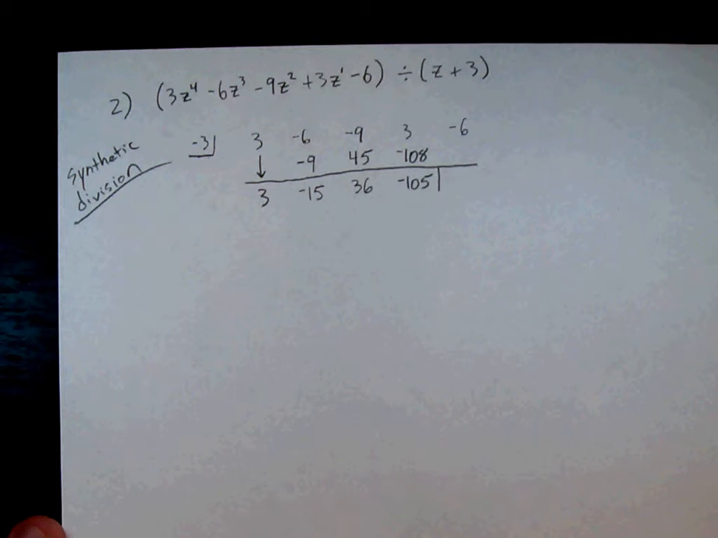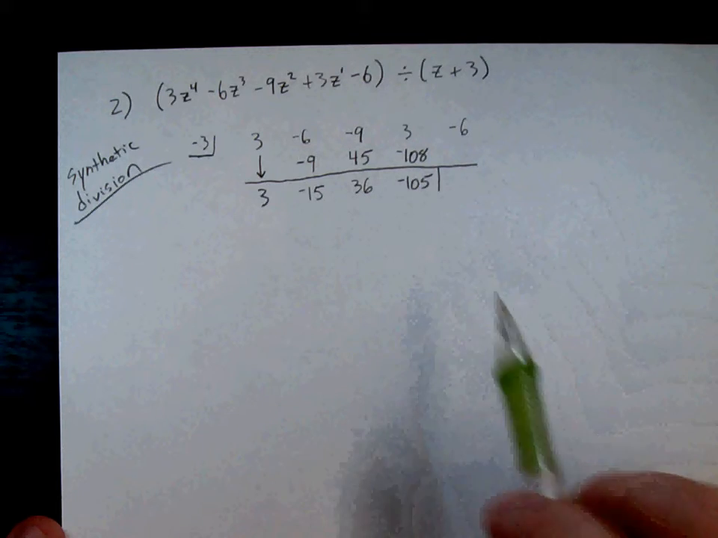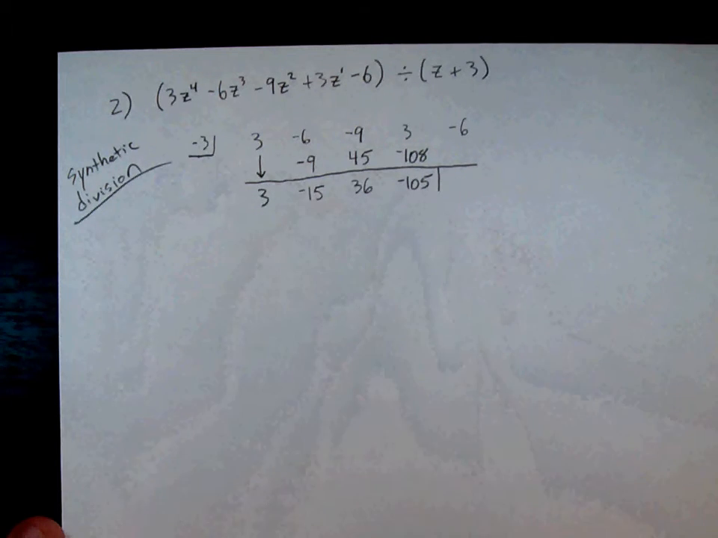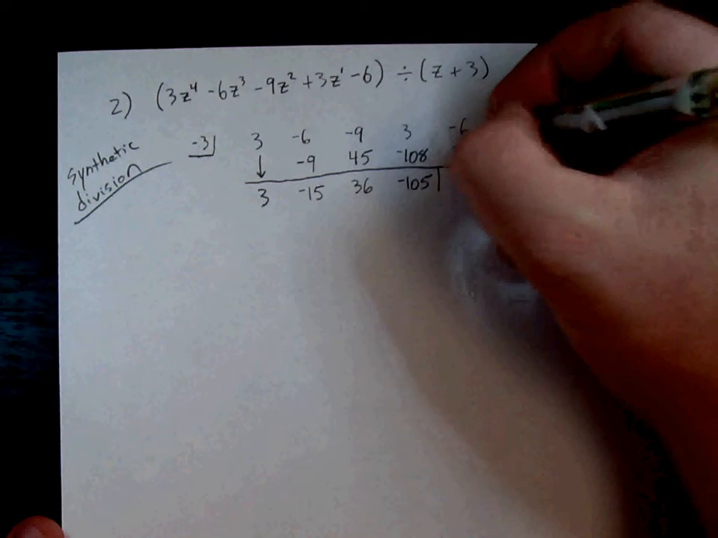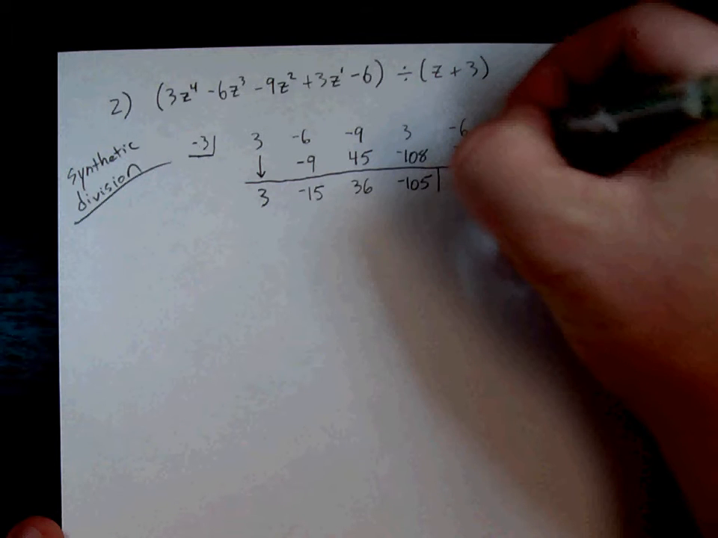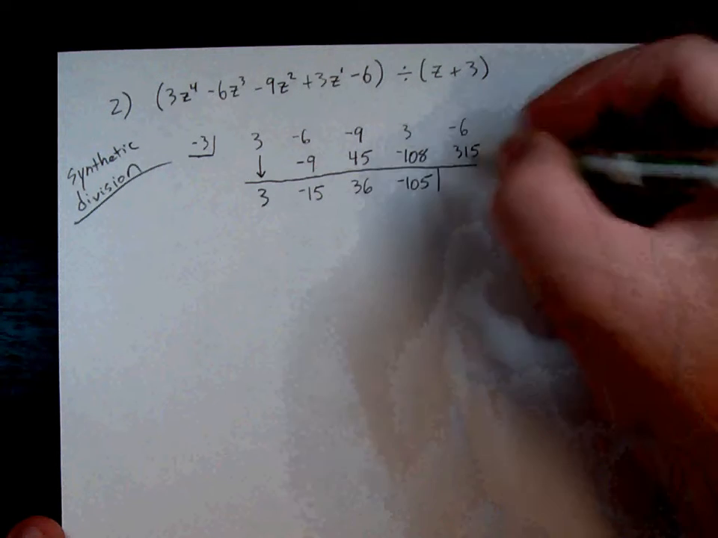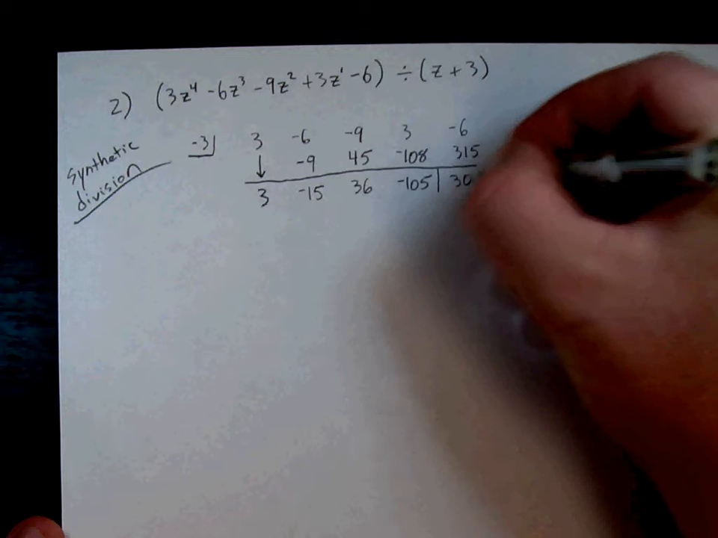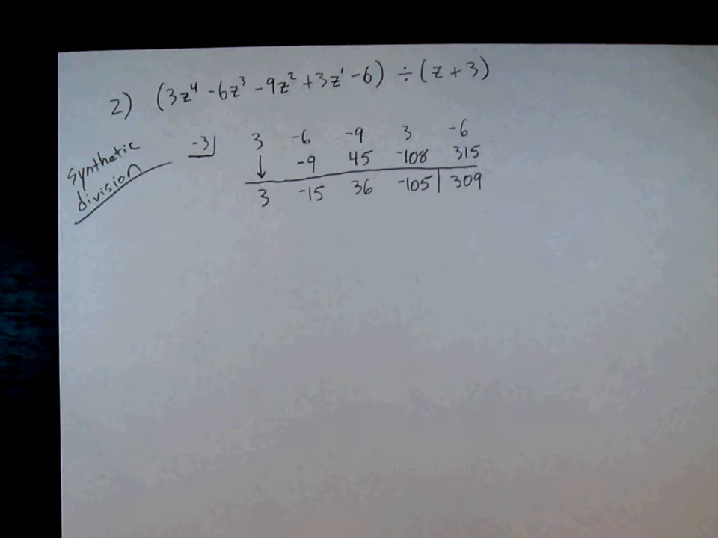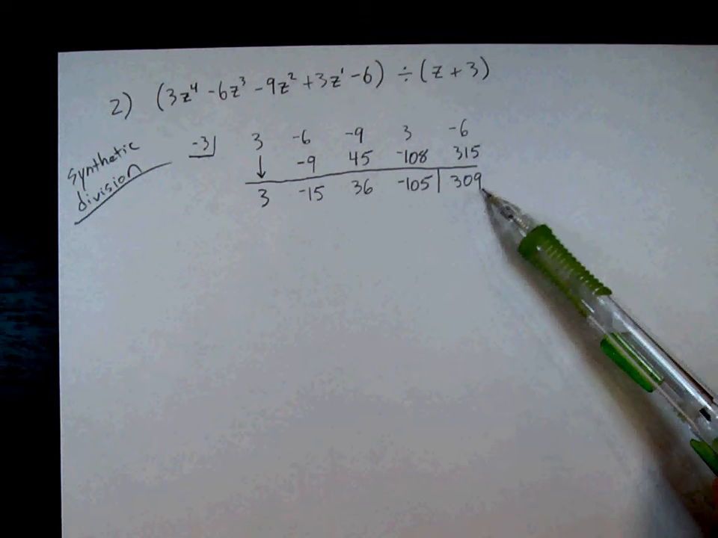Sometimes our numbers just kind of get progressively bigger, bigger, bigger. That's what's happening here. Negative 3 times negative 105 is positive 315. Combine that with the negative 6, I get 309. What I have here are the coefficients of my answer. The last number is my remainder.